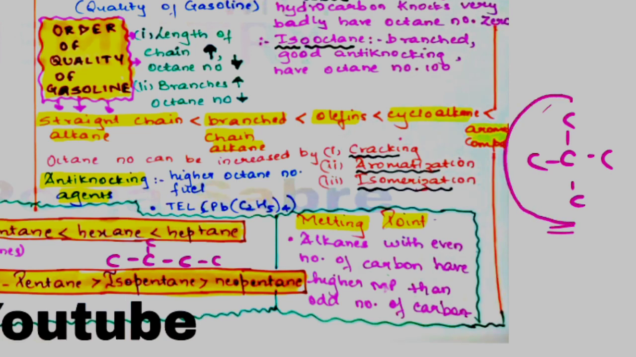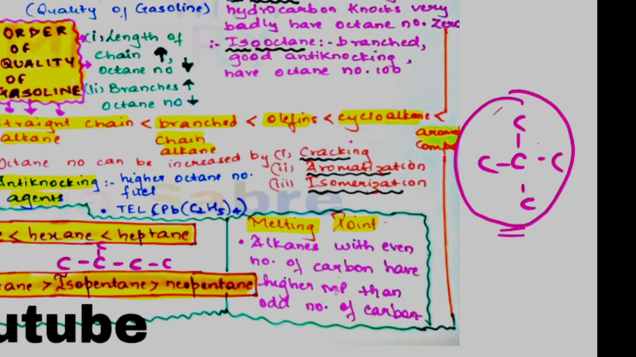Now over here, as you can see, because of this branching, surface area is small. That is the reason why van der Waals force is small, and because of that, boiling point is also small for neopentane. Okay, this is the entire concept related to boiling point.